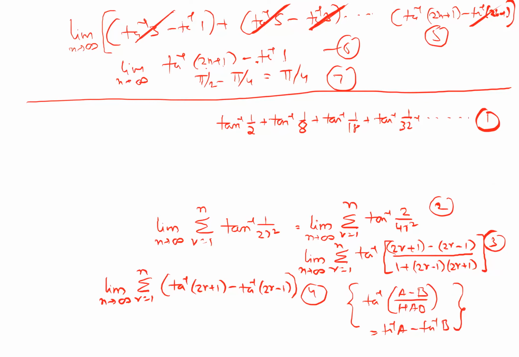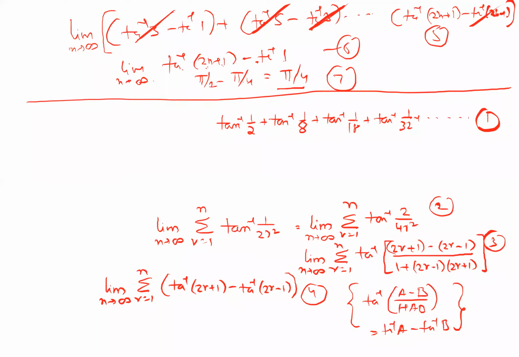If you put n tending to infinity, tan inverse infinity is pi by 2. Tan inverse 1 is pi by 4. Pi by 2 minus pi by 4 is pi by 4. Last step again. Tan inverse infinity will give you pi by 2. Tan inverse 1 is pi by 4. Pi by 2 minus pi by 4 will give you pi by 4. Because it is an infinite series, first you write the summation in terms of n, then we take infinity.